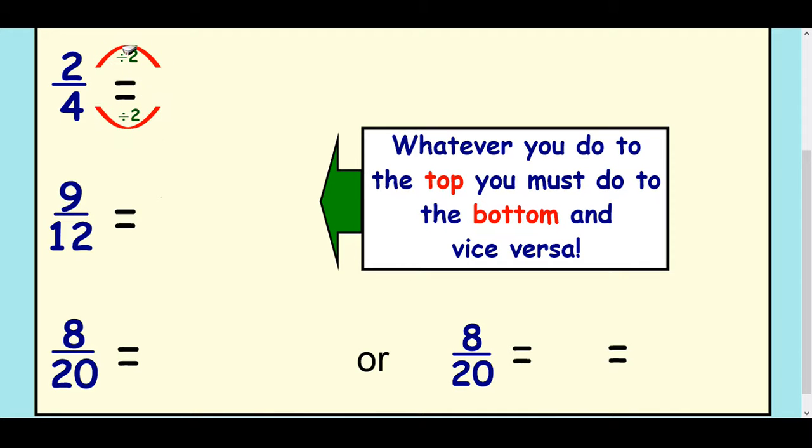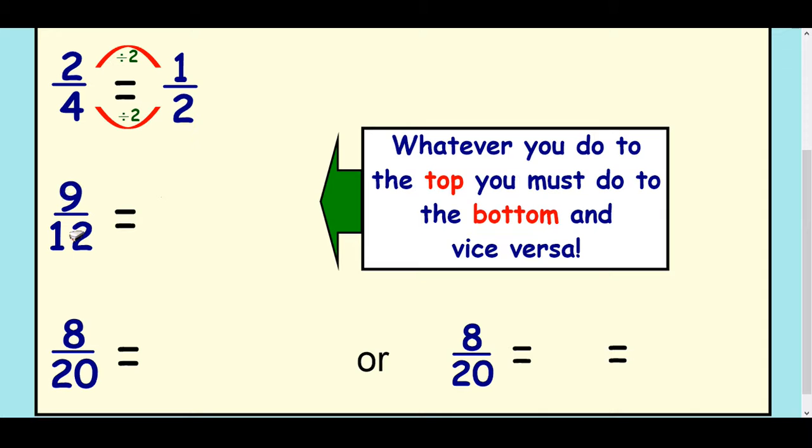And it's really important you do the same to the top and the bottom, or it doesn't generate an equivalent fraction. It creates something else completely different. So 2 divided by 2 is 1, and 4 divided by 2 is 2. So there we've simplified this fraction and we've created an equivalent fraction. 2 out of 4 is the same as 1 out of 2, and we're happy. Right, let's move on to the next one.